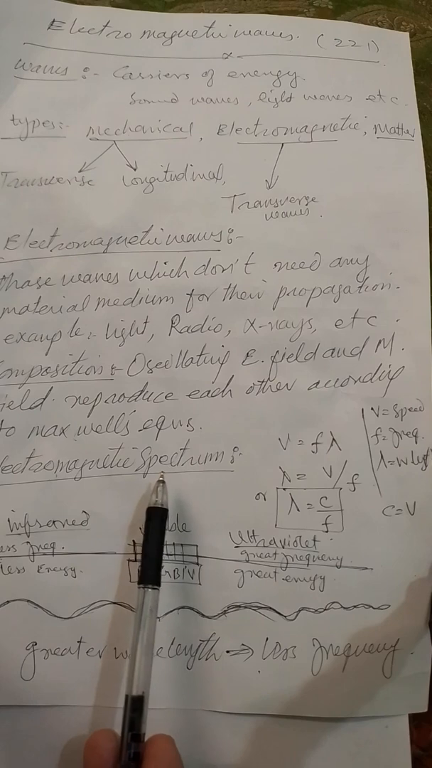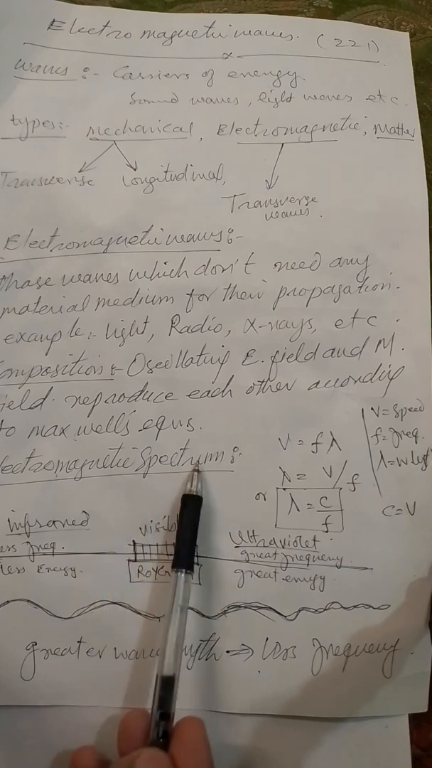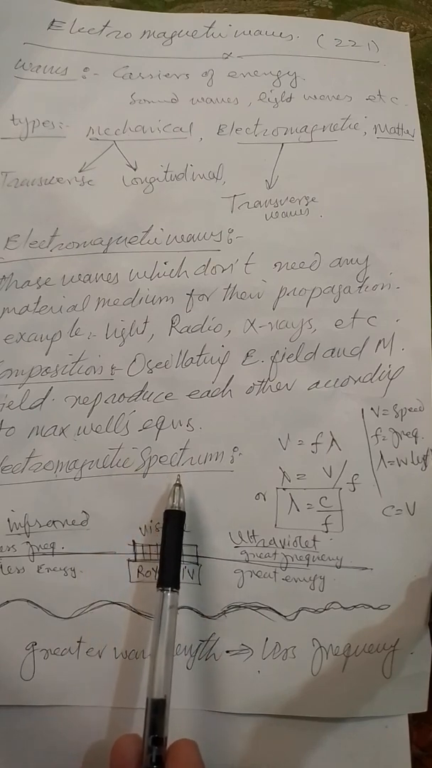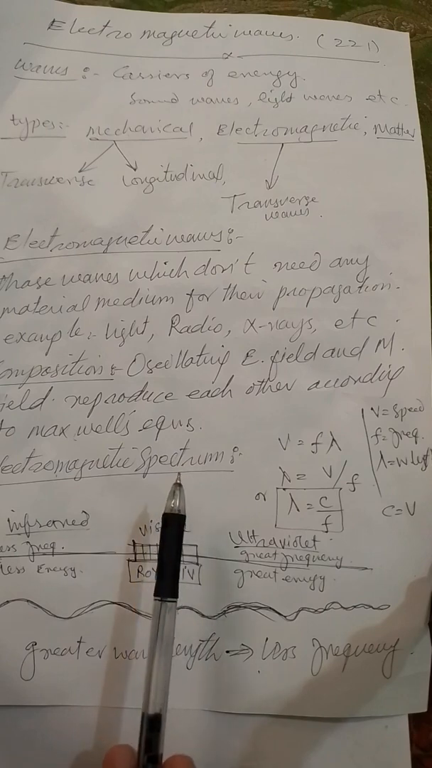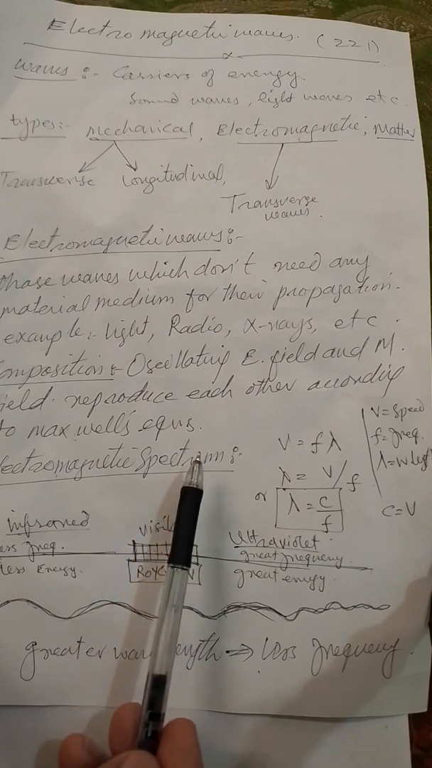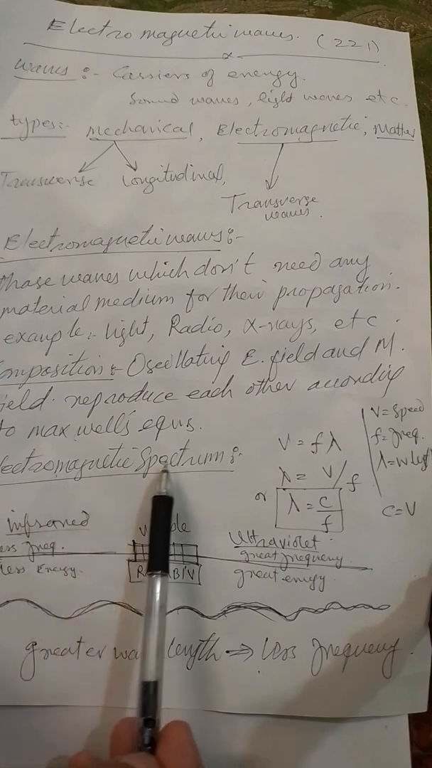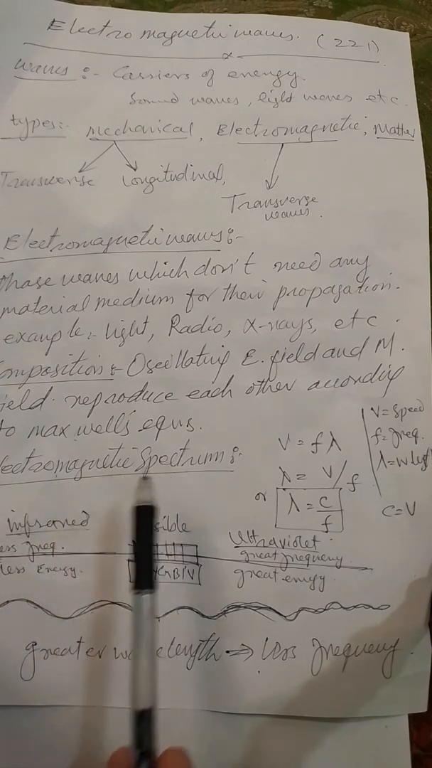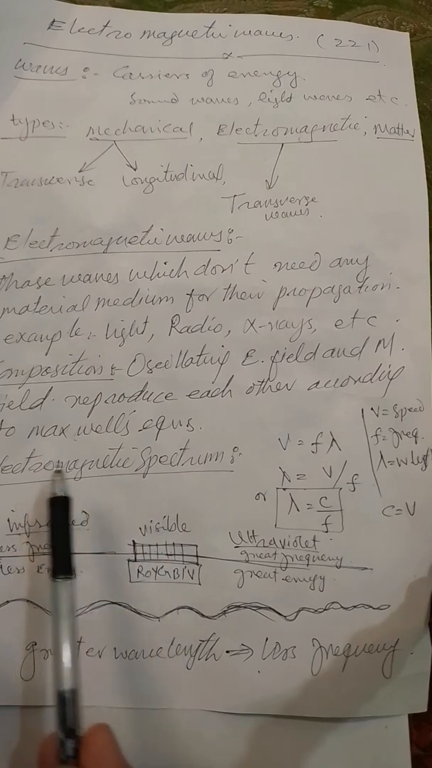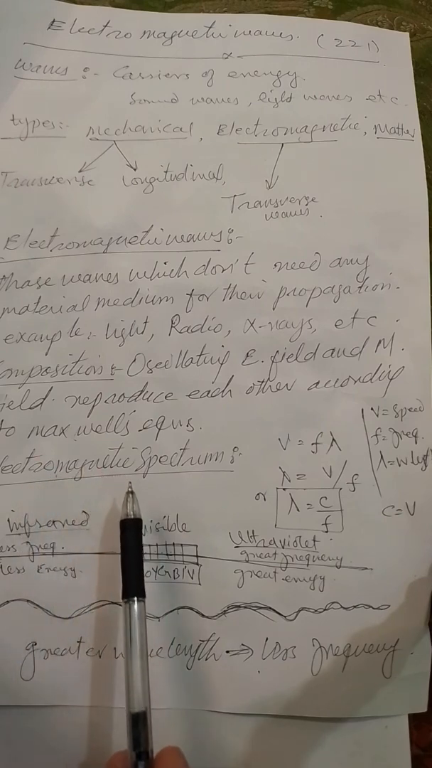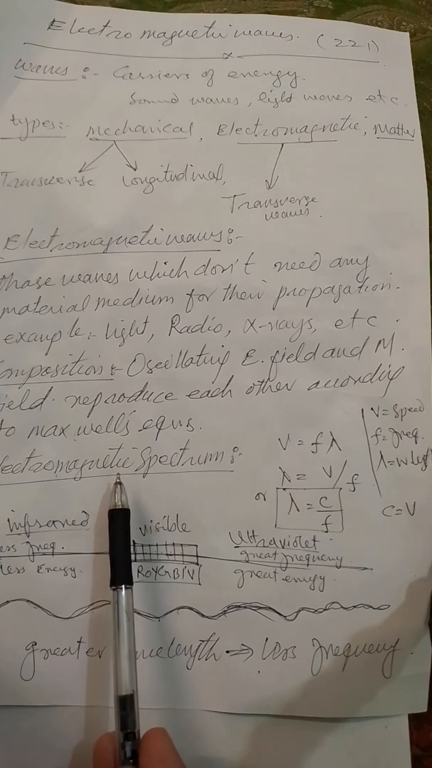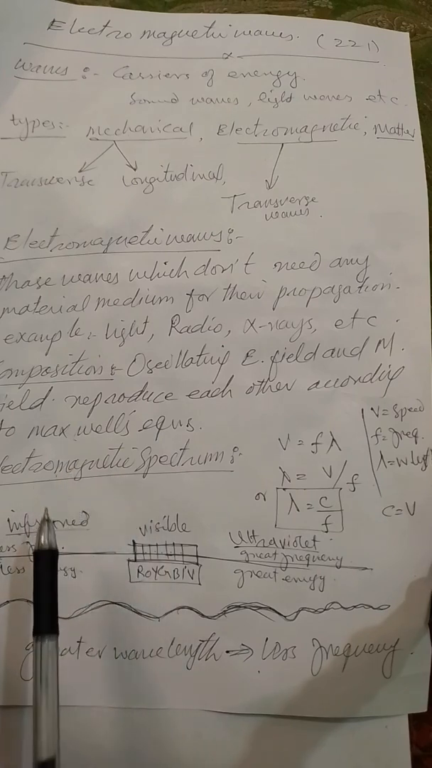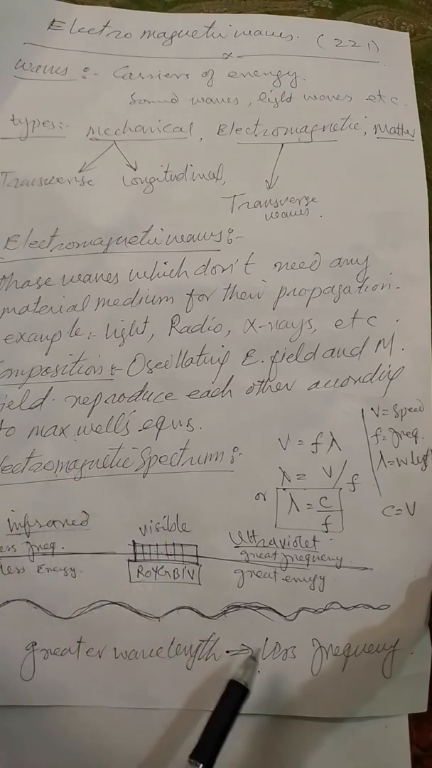Electromagnetic spectrum. What is a spectrum? Spectrum is basically defined as the orderly arrangement of the wavelengths, energies, or frequencies. So the electromagnetic spectrum is defined as the orderly arrangement of the electromagnetic waves based on their wavelengths or their frequencies or their energies, etc.